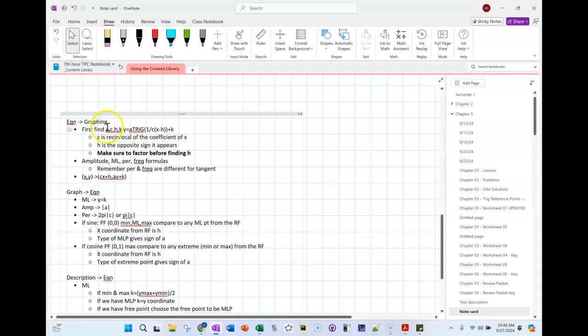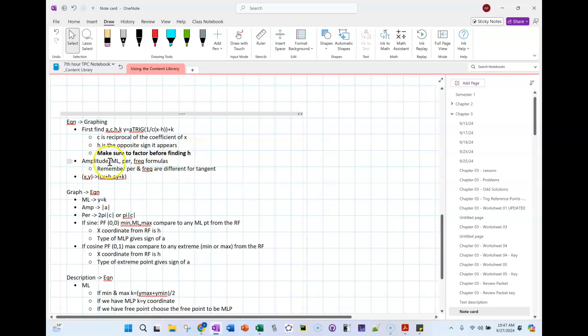Then what I'd want to do is find the A, C, H, and K from the form or from the equation. You're welcome. I made a note that C is the reciprocal for the coefficient on X. On your homework quizzes, most of you messed that up. H is always the opposite sign it appears. You didn't have a chance to mess that up because there was no H in the graphing problem. But many of you would have. And then I put in bold, make sure to factor before finding H.